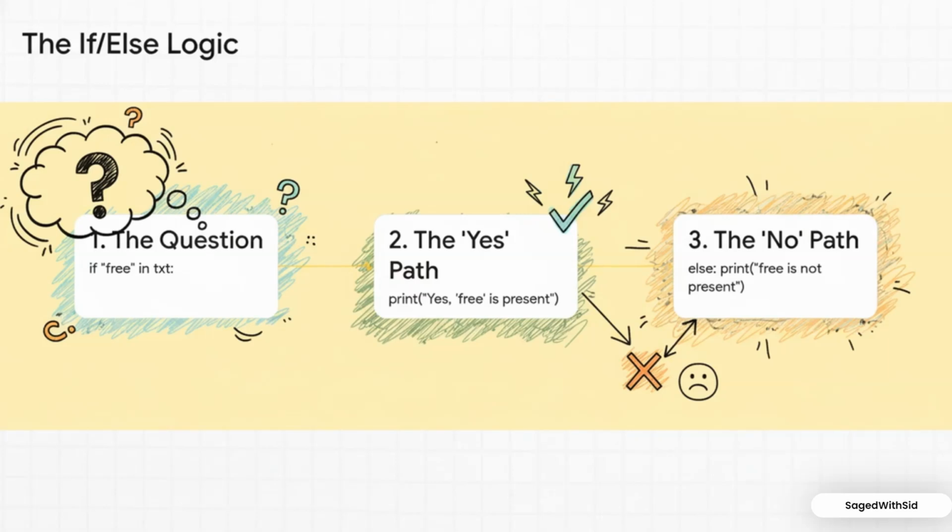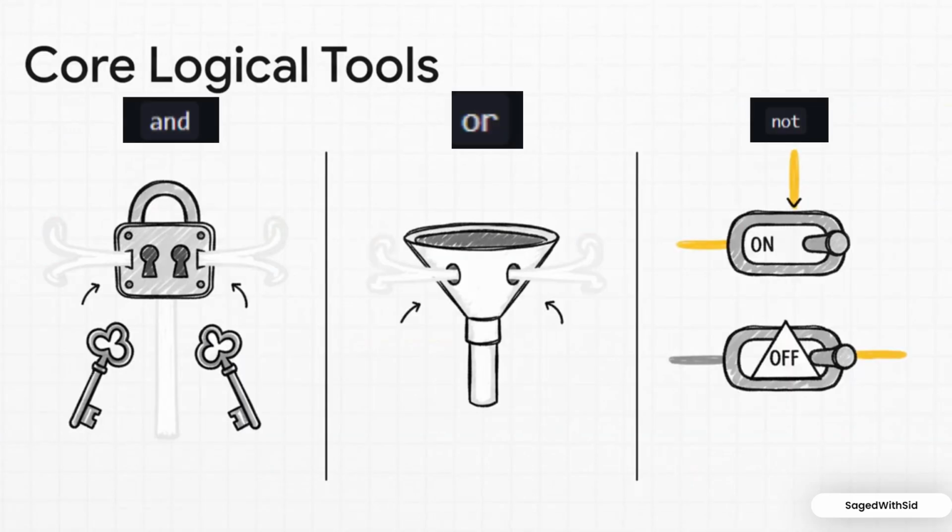With an if statement. This is the absolute core of decision-making in code. Think of it as a fork in the road. You ask a question with if. If the answer is yep, you go down one path. And if the answer is nope, the else part lets you go down the other path. Simple as that.